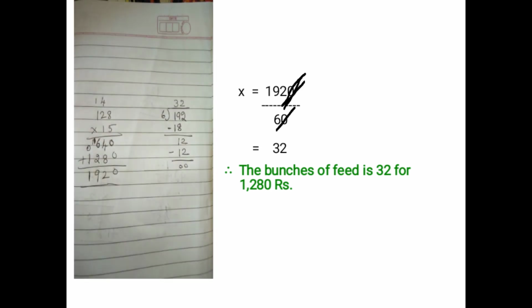Look at the picture here. I have divided 192 by 6. The quotient is coming 32. So this is the answer.